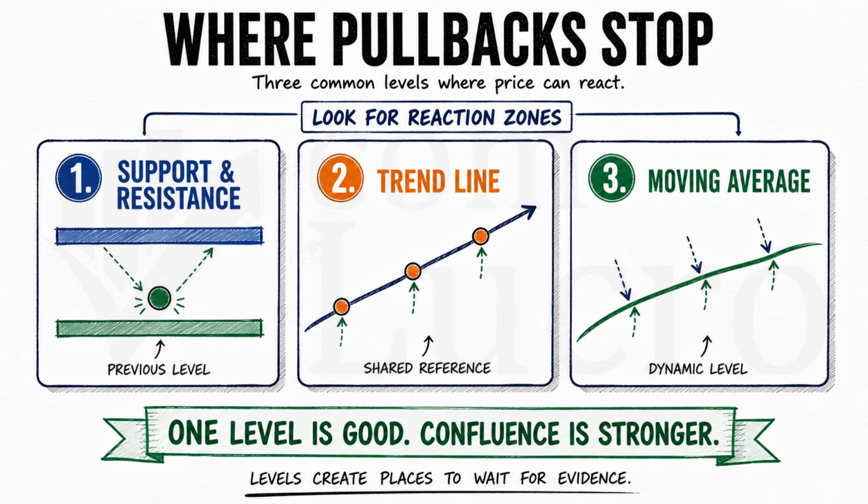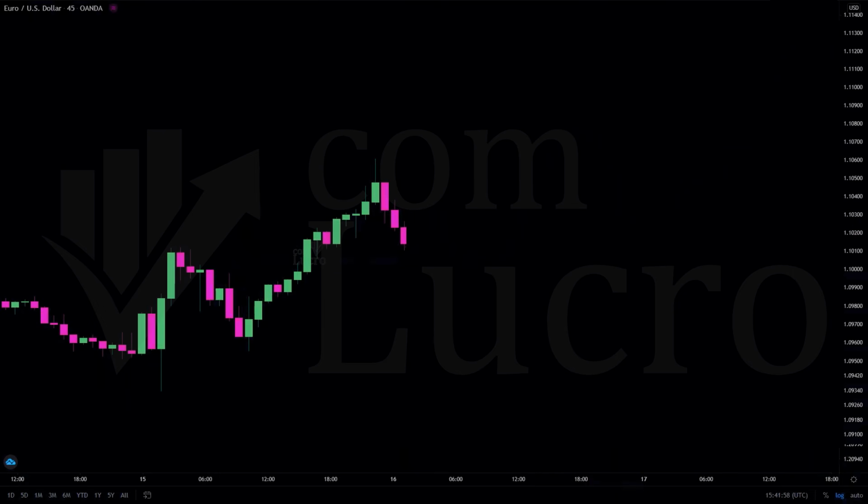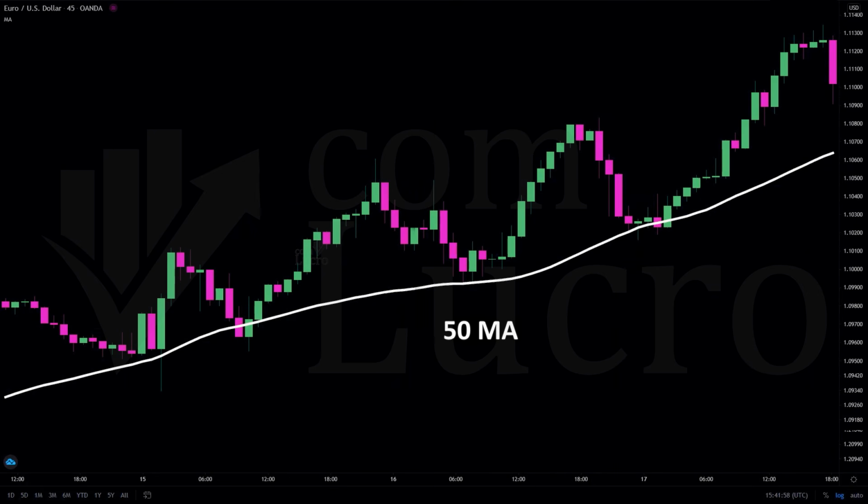Another level where price often pulls back is the moving average. Here, we identified an uptrend, so we applied the 50-period moving average as our key level. Now, remember, in this case, we're using the 50-period because that's what the market has reacted to recently. But markets can also respond to other periods, like the 20, the 100, or even the 200. So you adjust based on what the market is actually reacting to, not on a favorite number.